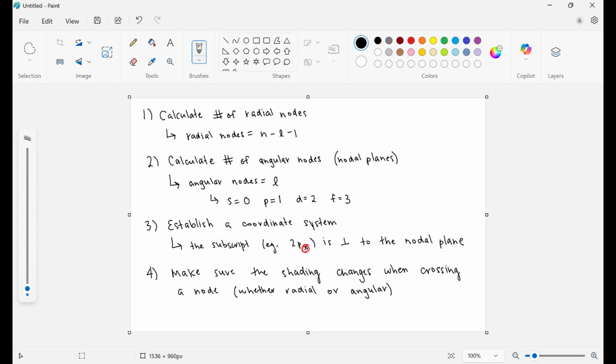These are the general steps for how to draw any given atomic orbital. Step 1 involves finding the number of radial nodes the orbital has, and this can be found via the formula n minus L minus 1.